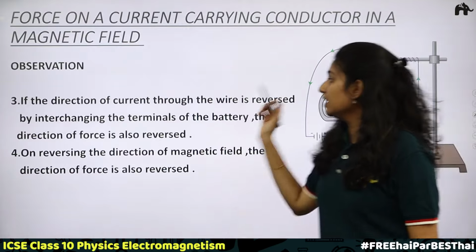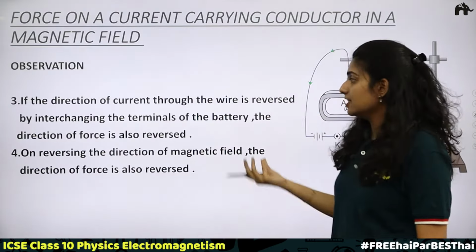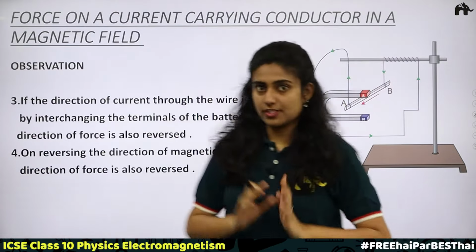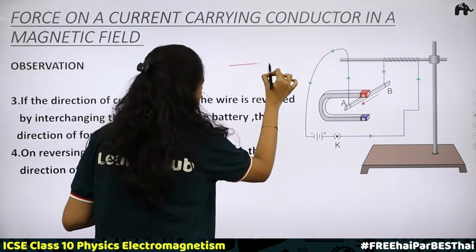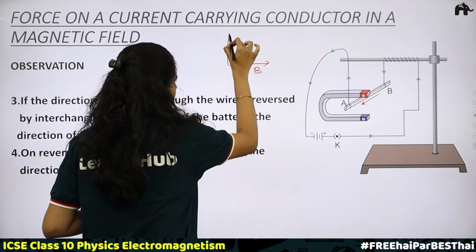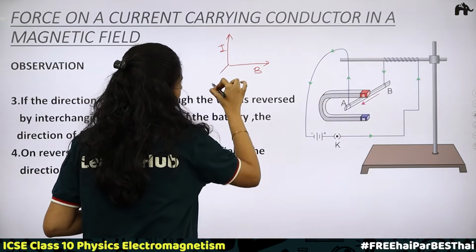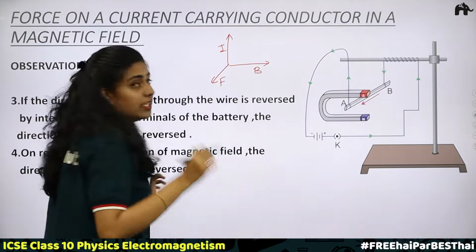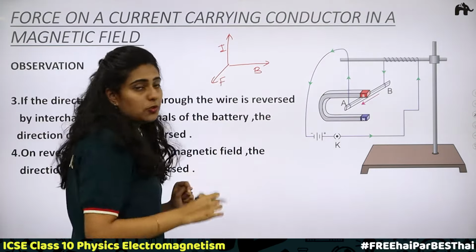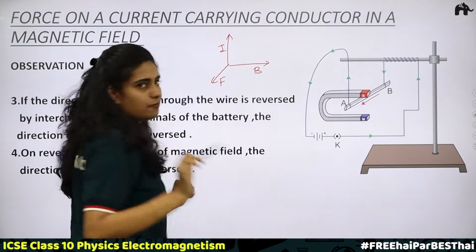Third point, if the direction of current through the wire is reversed by interchanging the terminals of the battery, the direction of force is also reversed. We have said that the direction of magnetic field is represented by B. The direction of current and the direction of force will be mutually perpendicular. The direction of force will be perpendicular to both the direction of current and the direction of magnetic field.